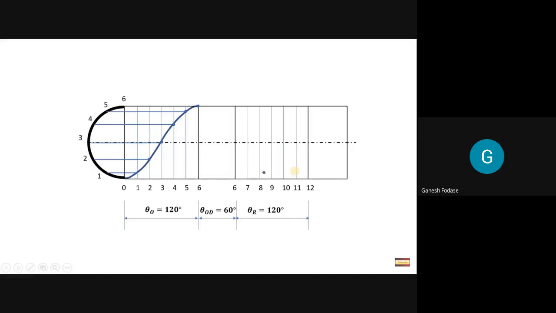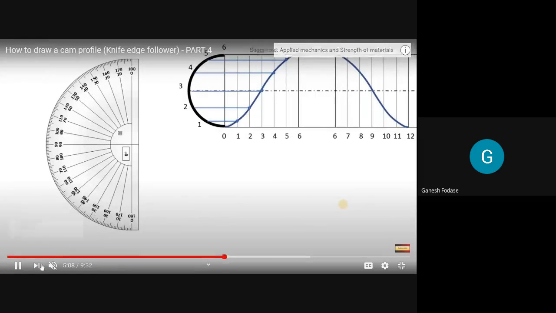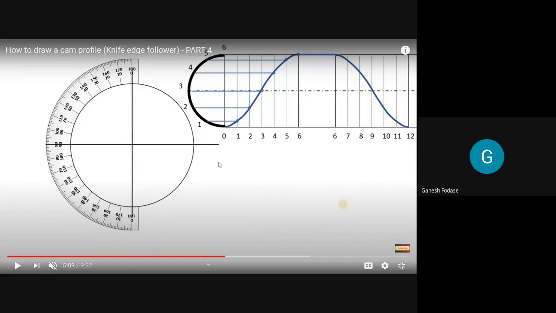So here we project one point, first point up to 11. You can check that point. Next, up to 10, projection through 3 up to 9, 4 up to 8, through 5 up to 7, and the last point, that is 6. Join them by a smooth curve. This is the curve for the return stroke as well as the dwell period. So this is your complete graph for simple harmonic motion during rise and return, and for the dwell period it is stationary. After this, the next step is to draw the cam profile.